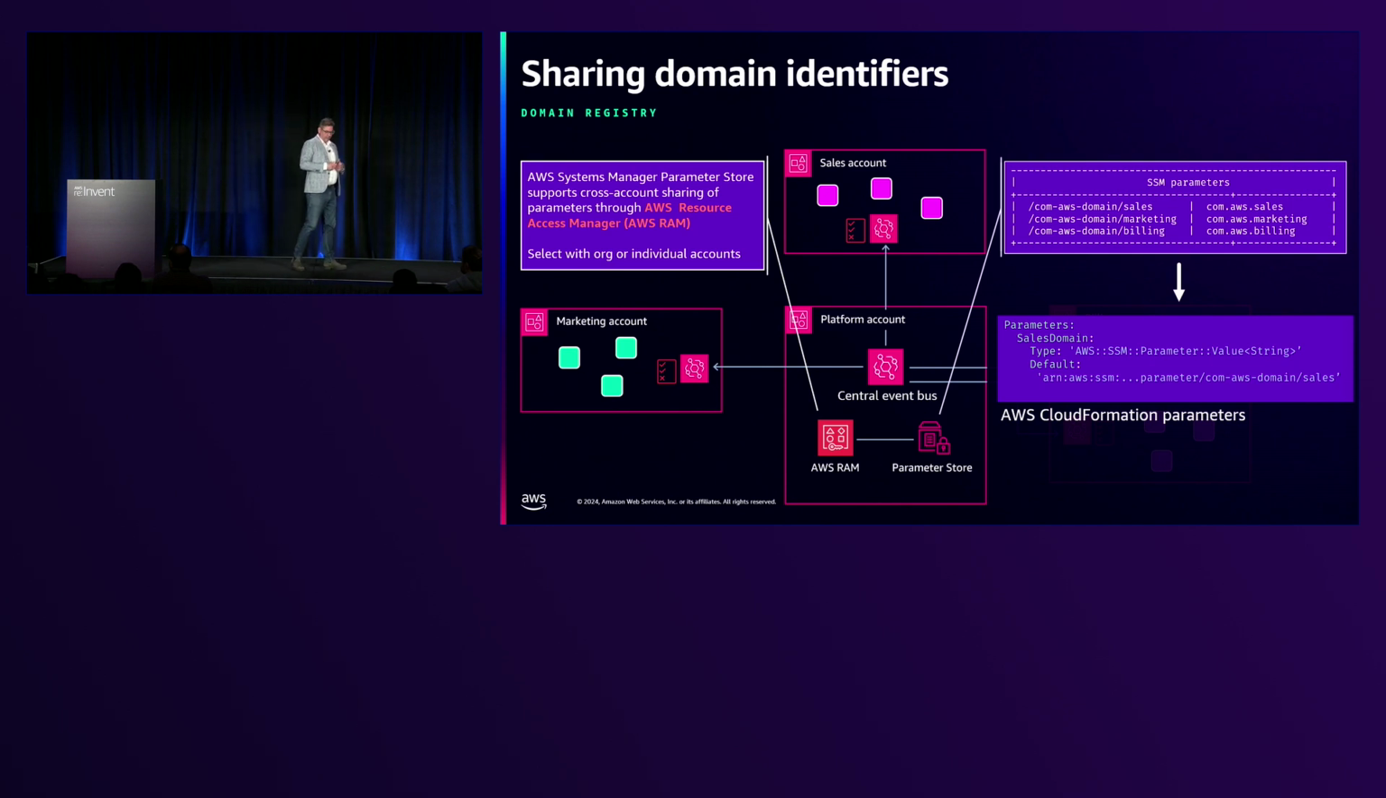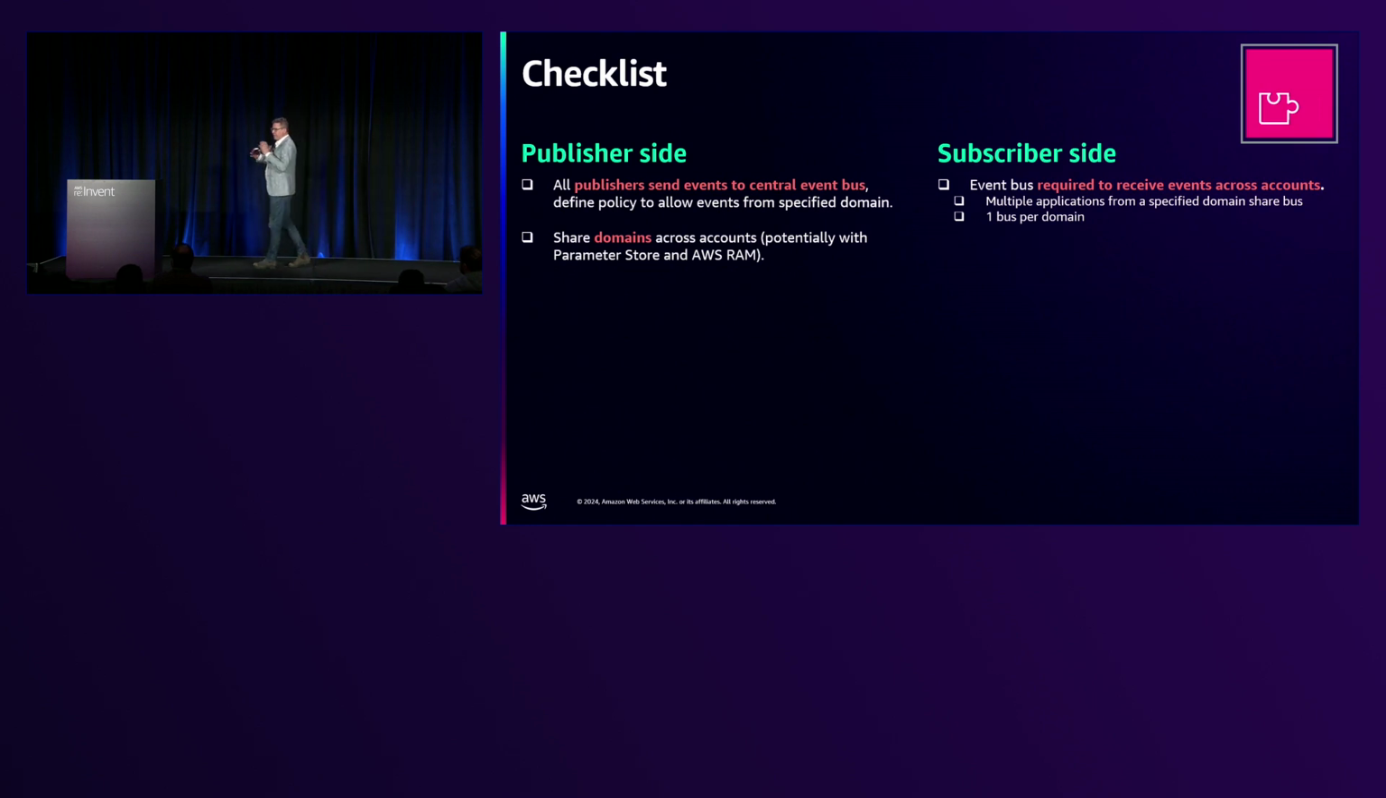And we can look at things like Parameter Store as a means to share those, and AWS Resource Access Manager as a way of sharing that information across accounts to make it accessible to the rest of the enterprise. Now I'm going to start building up a little checklist of the things we need to take into consideration. So far, on the publisher side, we've got an event bus that is centrally managed by our platform teams, and all publishers are sending events to that event bus. And we've got some domains that we've defined centrally that we're sharing across our environment. On the subscriber side, we need an event bus to receive events, and at the same time we make sure that those event buses are aligned to our domains.